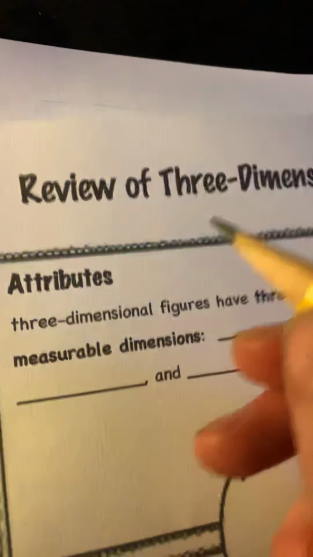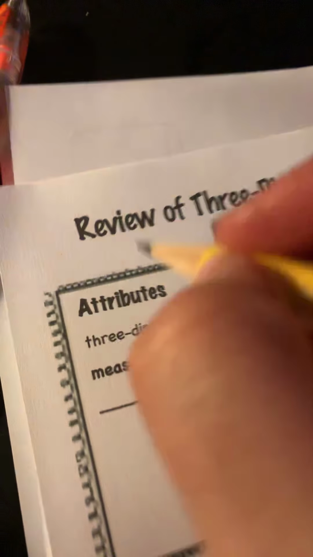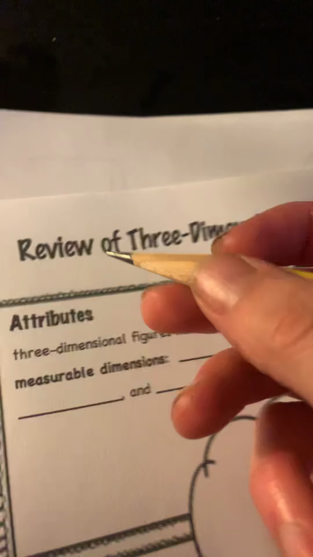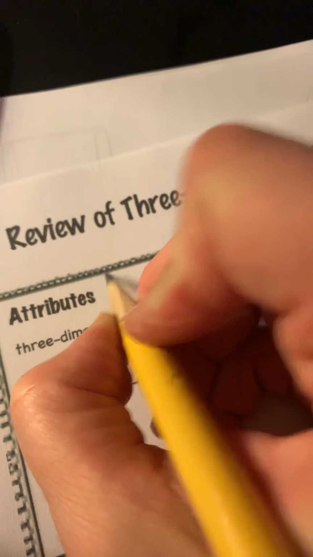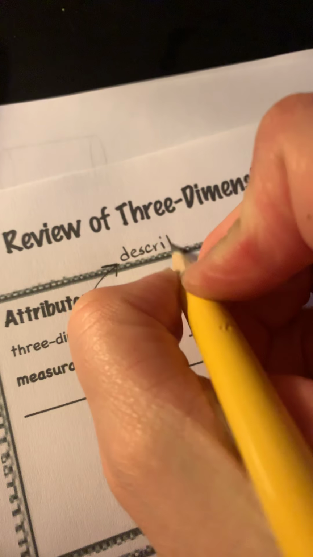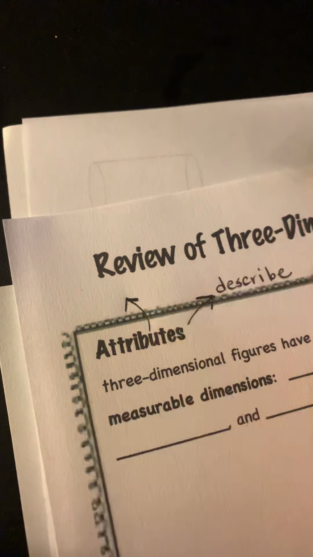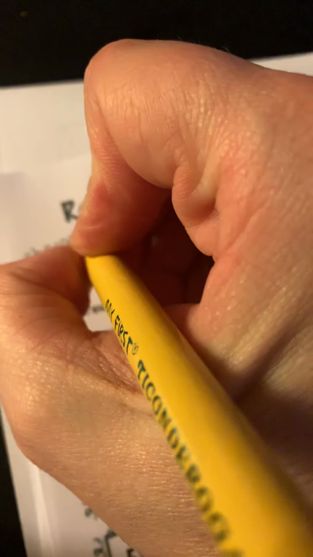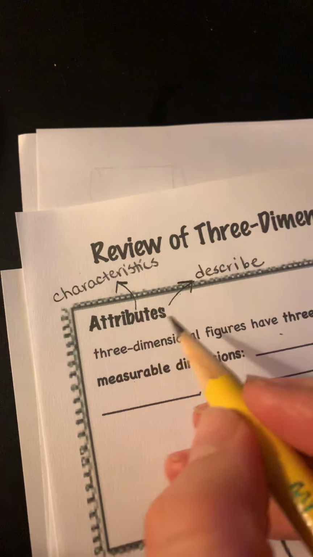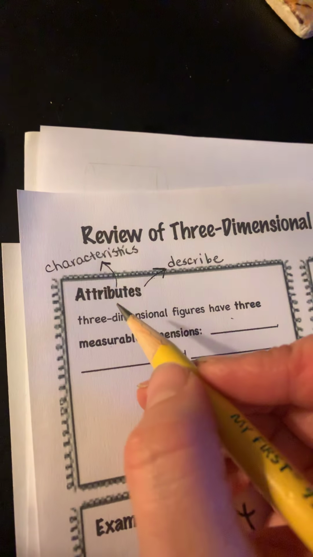So three-dimensional. Attributes. Do y'all remember what attributes is from yesterday? If I say to list the attributes of the figure, what am I saying? Yes, I'm saying describe it. Do you remember an even better word? Like if I say list the attributes, I want you to list the specific, yes, it's characteristics. So that's a big one, attributes. Can y'all tell me the attributes of a polygon?